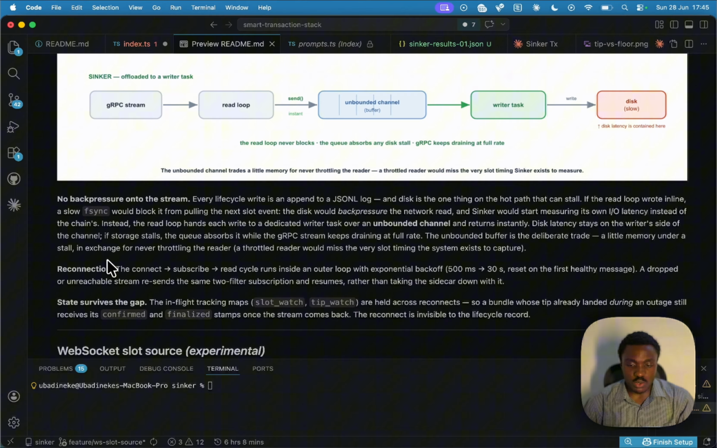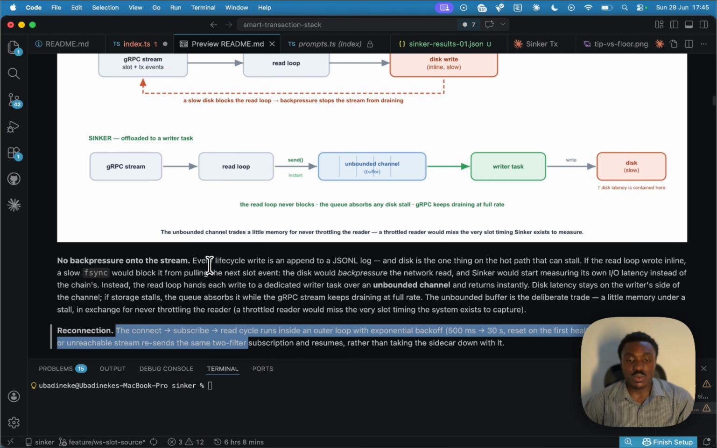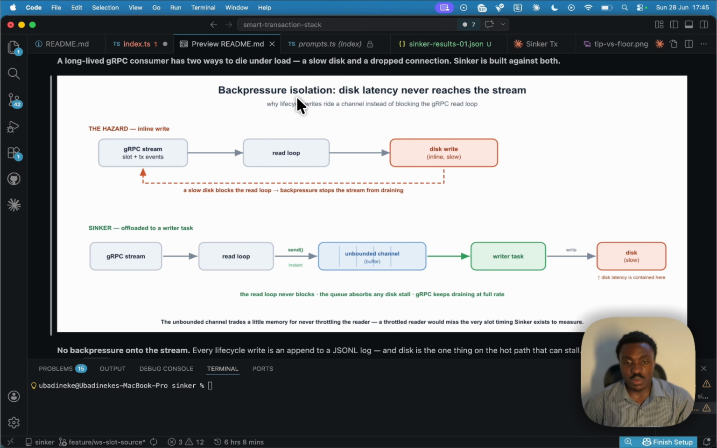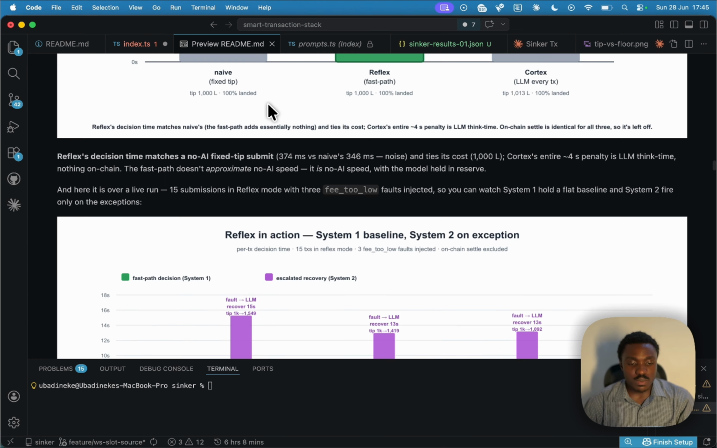We have our reconnection strategy too. Read about it here. And then we have our state surviving the gap, just in case there's reconnection time or reconnection issues. And finally, on reconnect, our in-flight tracking maps are held across the connection. So our system is very robust in handling back pressure. And we also logged our engineering decisions whilst building this.